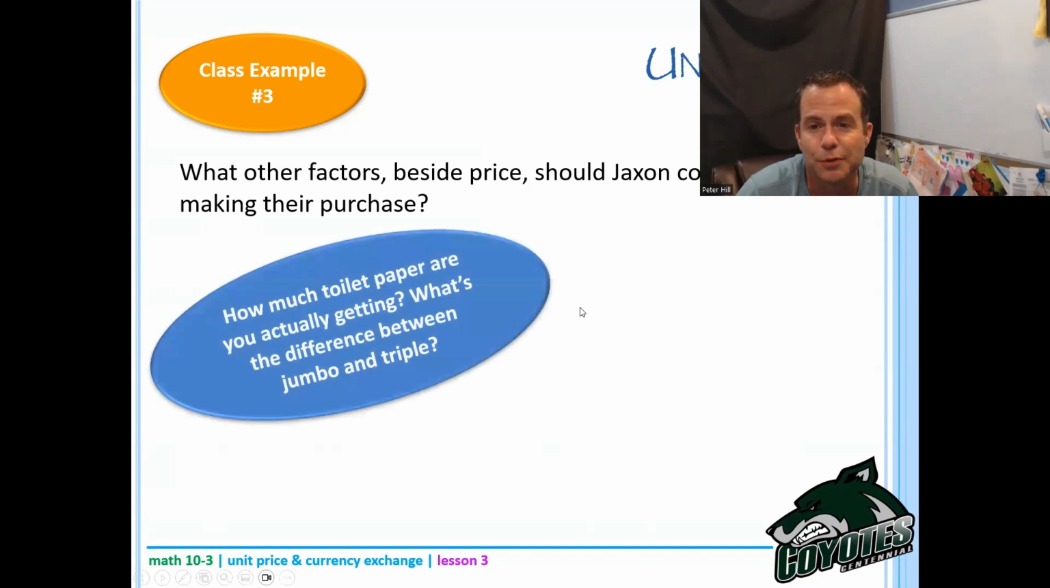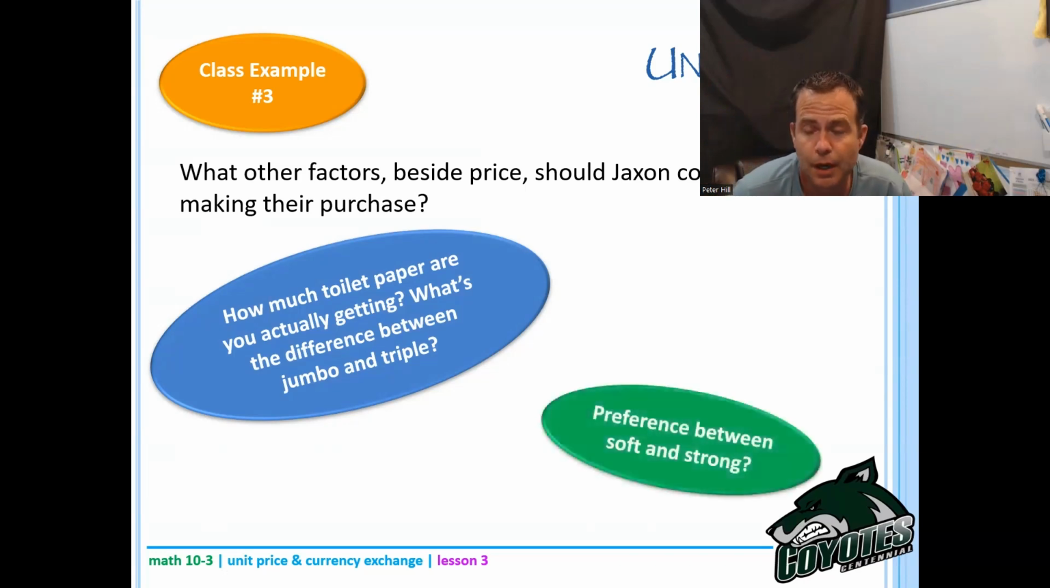We could do something like this. How much toilet paper are you actually getting? So you'll notice that there was a jumbo roll and a triple roll. Well, what's the difference, right? If the jumbo roll is 3 times the size of the triple roll, well, maybe that has to come into play. Maybe you need to think about that.